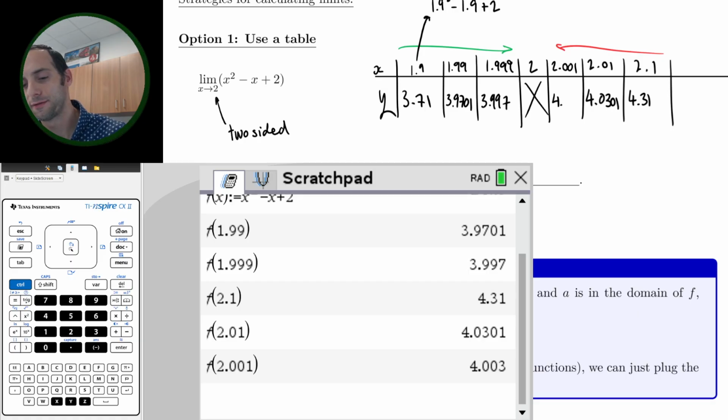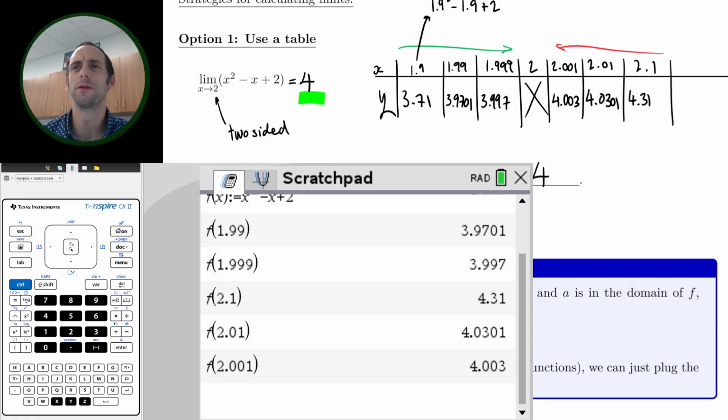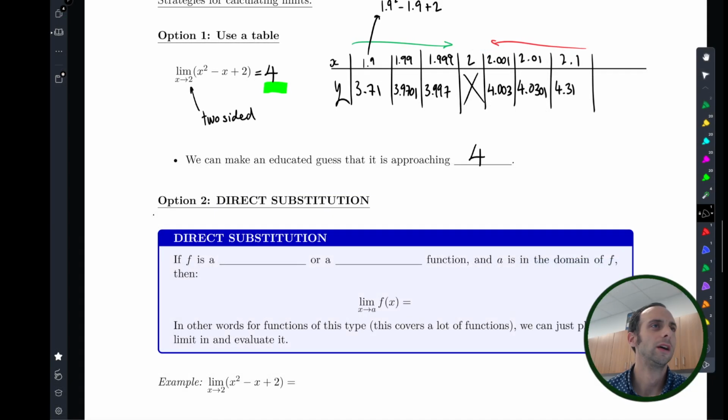integer value of 4. The difference is from the right, it's approaching 4 from above, whereas from the left, it's approaching 4 from below. This looks like pretty concrete evidence to me to say that we can make that educated guess. It is approaching 4. So using a table, we can say that this two-sided limit with good confidence is going to be 4.